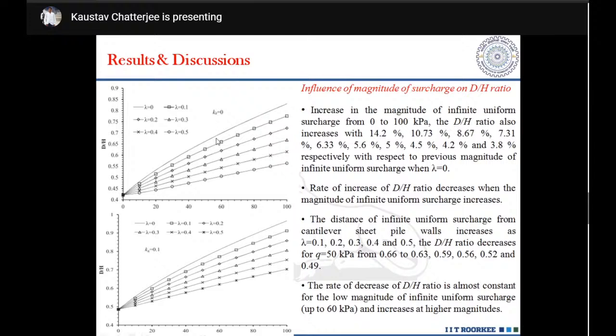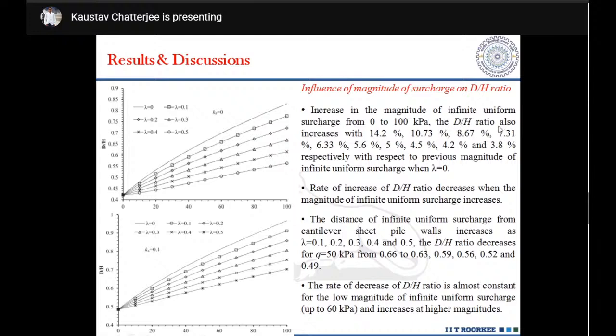First case, lambda is equal to 0, and next for lambda equal to 0.1, 0.2, like this, where lambda represents the distance factor, the distance of the surcharge loading from the sheet pile wall.